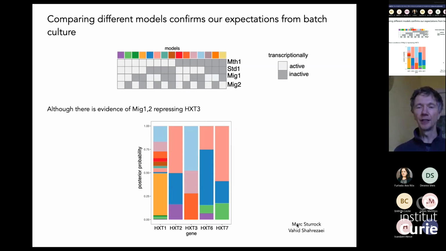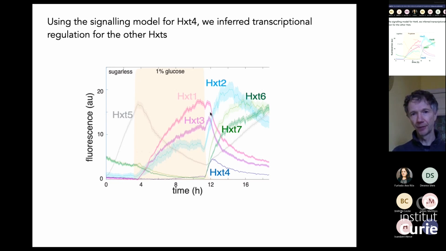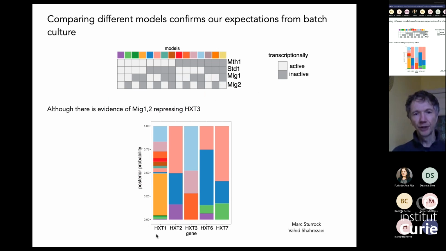And then what Mark and Vahid did is they have this approximate Bayesian computation scheme, which they use to fit all these models. And what we get back at the end is a posterior probability for each of the models based on the data that we gave. Okay, so just to remind you, for the hxt1, it would just be this particular response here. And then you can see what we get back. For hxt1 at least, one model is dominant, which is this yellow one, which only has MTH1 and STD1 providing regulation, so binding the DNA, which is consistent with the batch culture data.